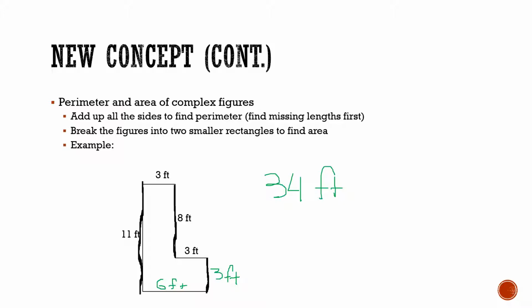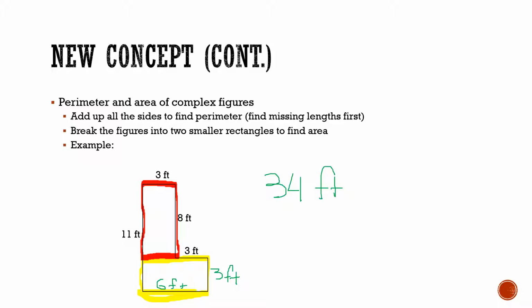Now, I'm just going to get rid of these darker lines here. When we're talking about area, remember we're going to split this into two rectangles. So I'm going to imagine that I split it here. So now I've got this rectangle, and then I've got this rectangle. So see, I've got 2 different rectangles.